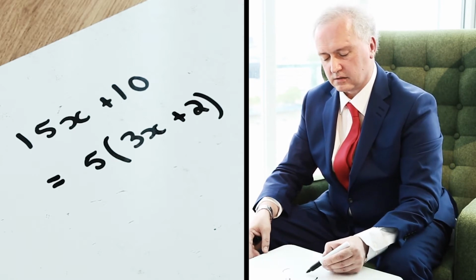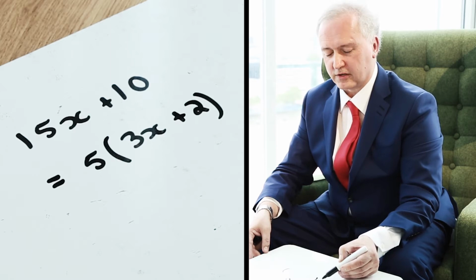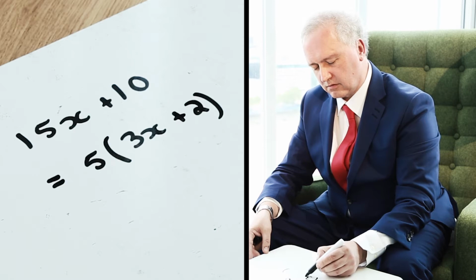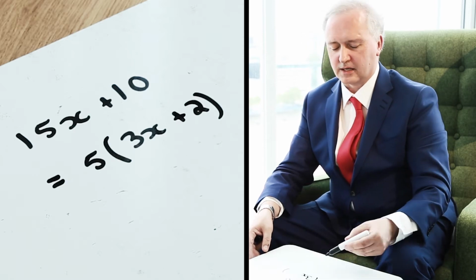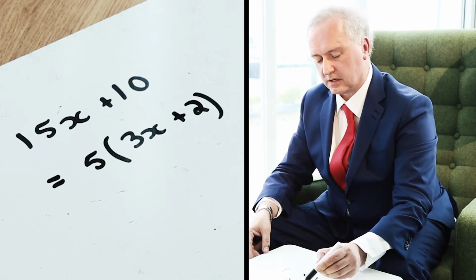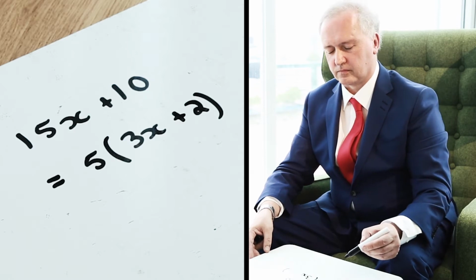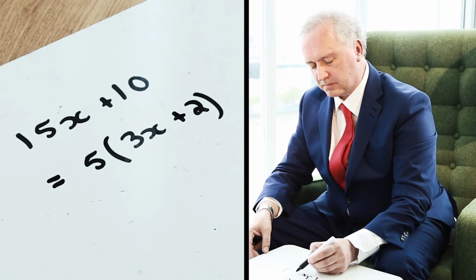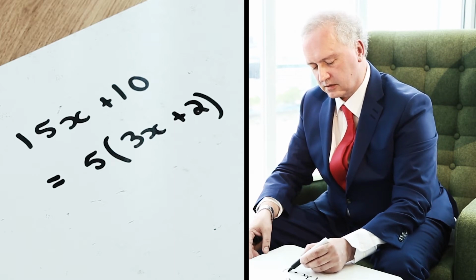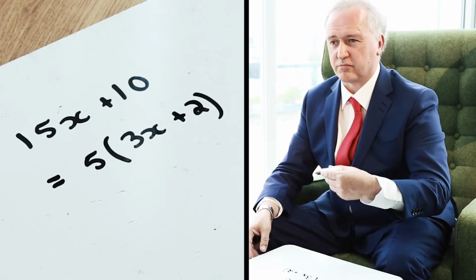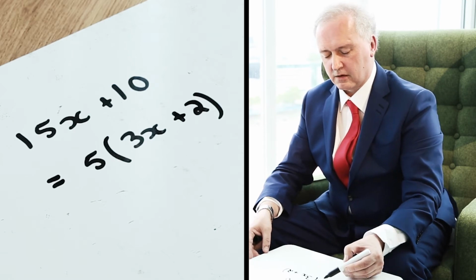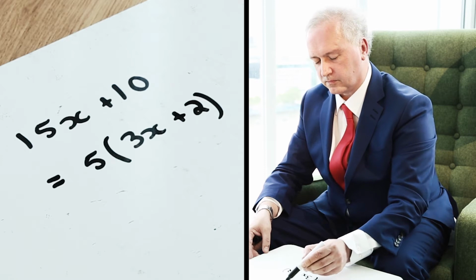I then look at this and I say to myself, okay, if I want to put something here which, when multiplied by 5, gives me 15x, that has to be 3x. So I've got my 3x there, and I can see that 5 times 3x will give me the 15x. When I look at the number 10 here, I say to myself, there has to be a plus 2 here, because when I multiply the brackets later on, 5 times 3x is 15x, and 5 times 2 gives me the 10.